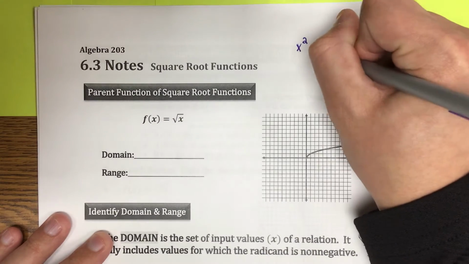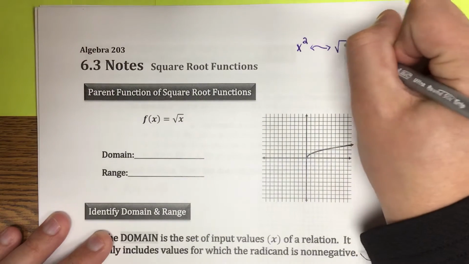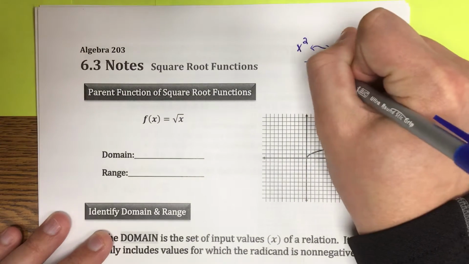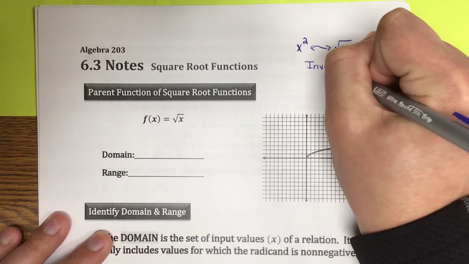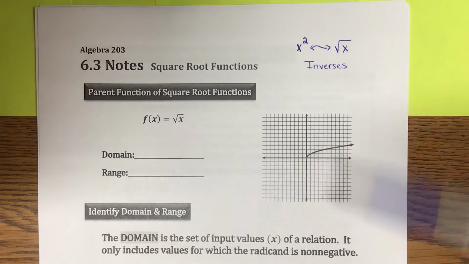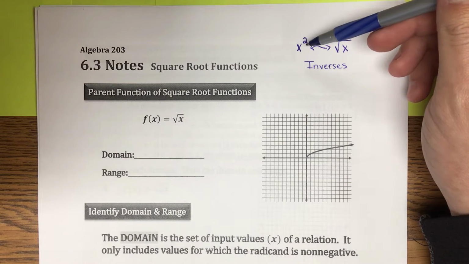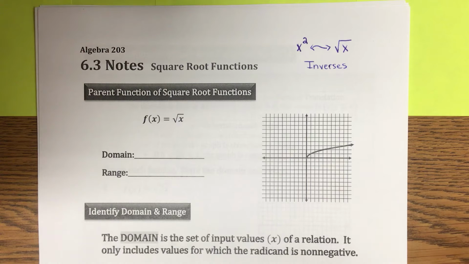Well, recently we have been talking about inverses, and the inverse of a square is a square root. So these are inverses. And so a lot of what you're going to see today is going to parallel graphing parabolas because we can just switch things around since they're inverses.